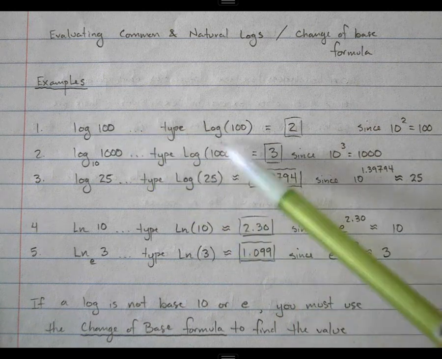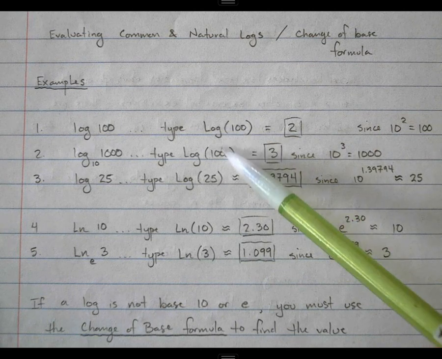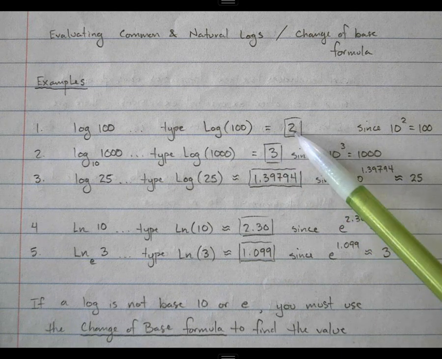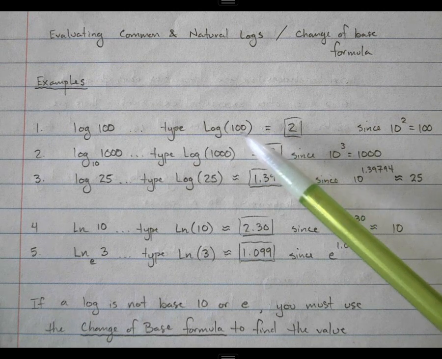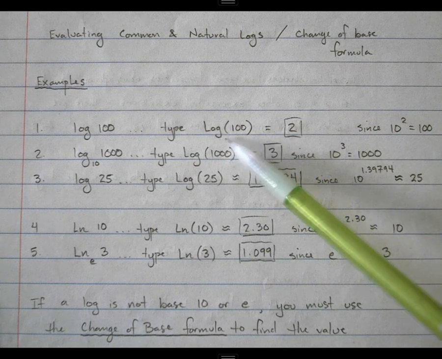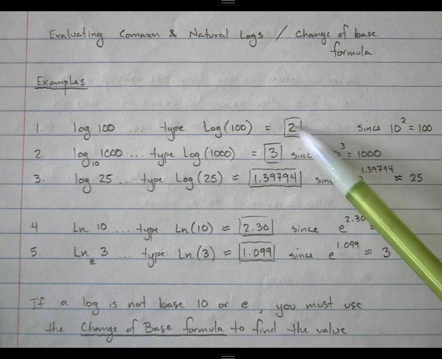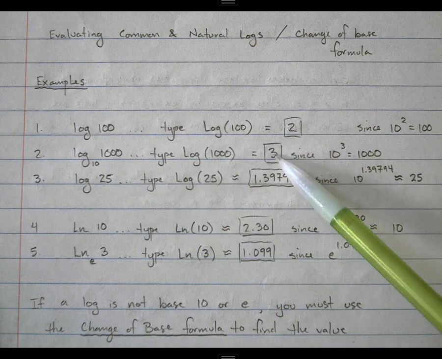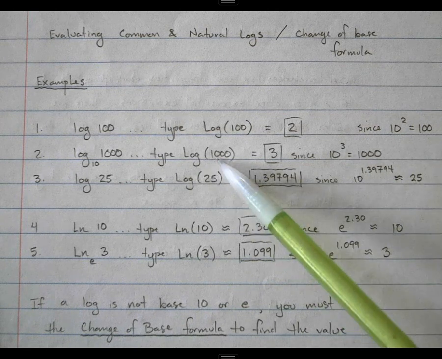For log of 100, I type log. Usually the calculator will open the parentheses for you, type 100, close the parentheses, and that's going to equal 2. Because what this log is doing is figuring out 10 to what power is 100. And since 10 squared is 100, log of 100 is 2. So log of 1,000 is 3, since 10 to the third is 1,000. But this is what you type, log of 1,000.